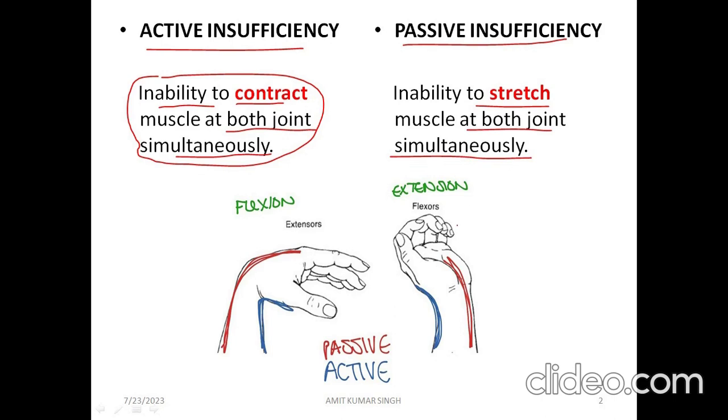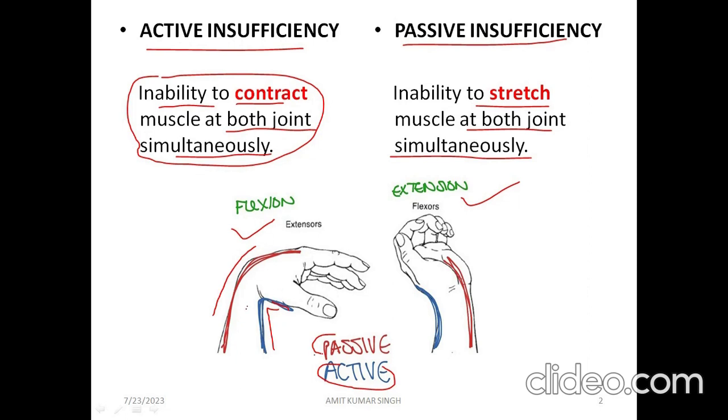Now let's take the example. As you can see in the diagram, we have the wrist, in which on one side the movement is wrist flexion, and on the other side the movement is wrist extension. In this wrist diagram, the blue line represents active insufficiency, and the red one represents passive insufficiency. So let's understand with this diagram.